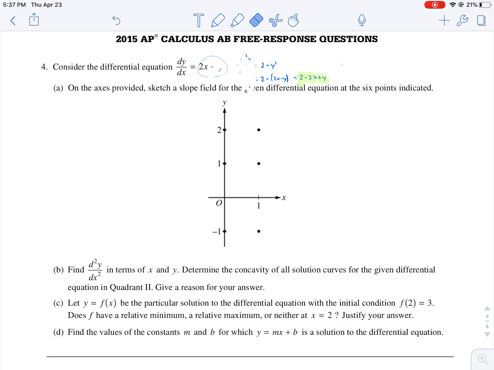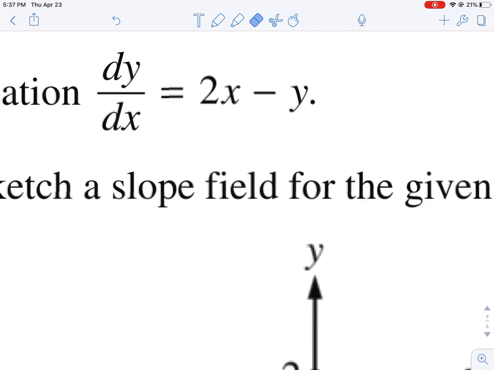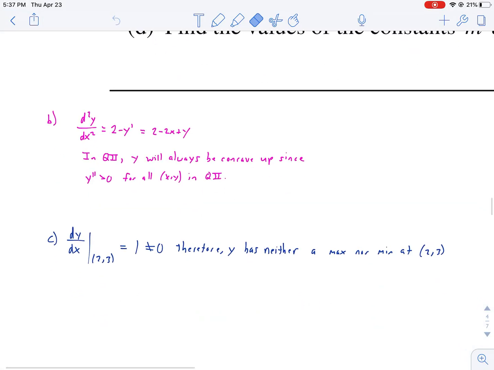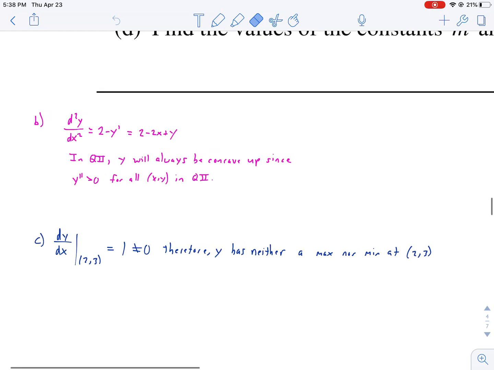Remember, for a critical point, the derivative would have to be 0 or undefined. So if we plug in 2, 3 into our derivative right here, you get 4 minus 3 equals 1. But that's not 0, so you don't get a critical point, which is what I've said right here. So it has neither a max nor a min at 2, 3 because the derivative isn't 0.